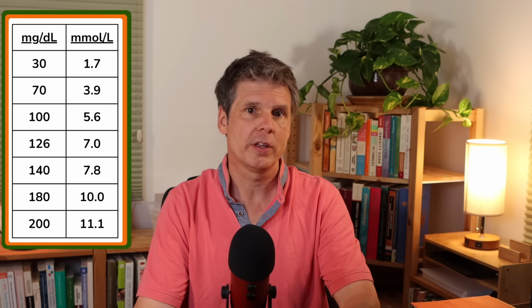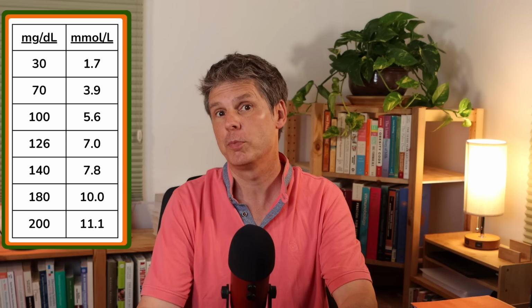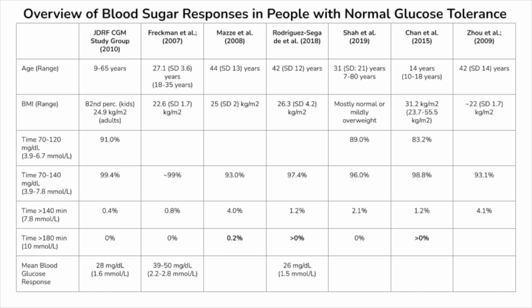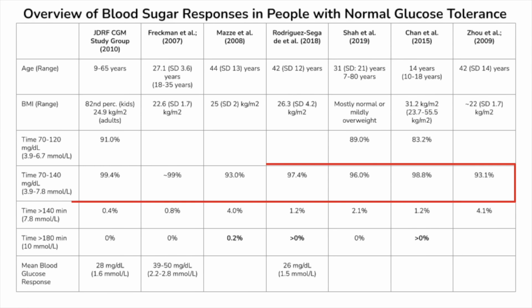I mentioned earlier that several research teams have studied the normal blood sugar levels in people with normal glucose tolerance as determined by standardized clinical testing. I've summarized all of the data from people who did not have prediabetes or diabetes in this table here. One thing we can see quite clearly is that in all of these study populations, blood sugar levels are mostly in the 70 to 140 milligram per deciliter range. 93 to 99% of the time.